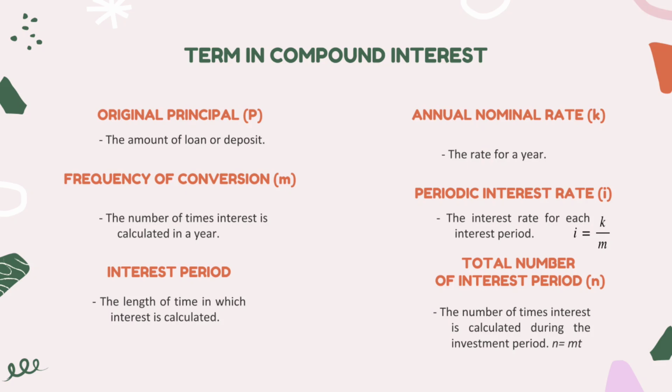Interest period is the length of time in which interest is calculated. Annual nominal rate, known as k, is the rate for a year. Periodic interest rate, i, is the interest rate for each interest period. The equation for i is i = k divided by m. The total number of interest periods, known as n, is the number of times interest is calculated during the investment period. n is equal to m times t.